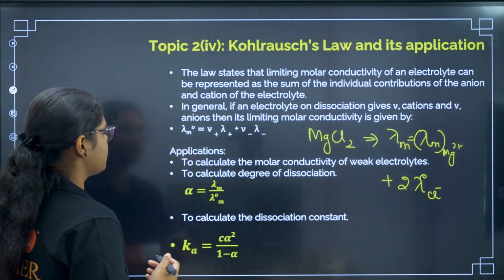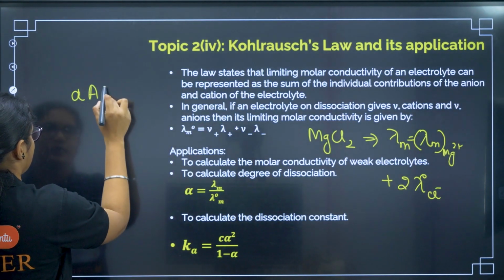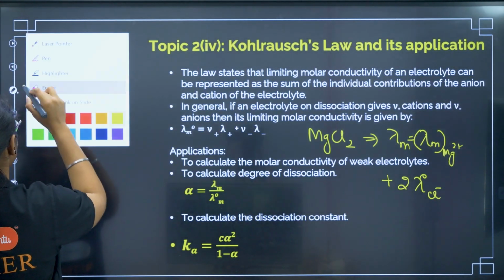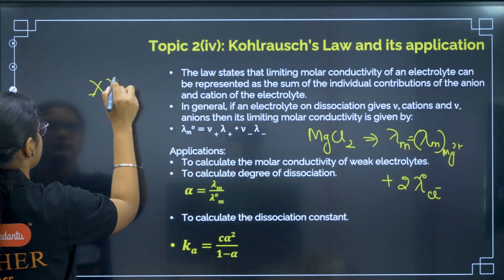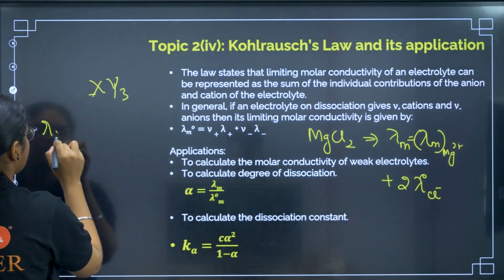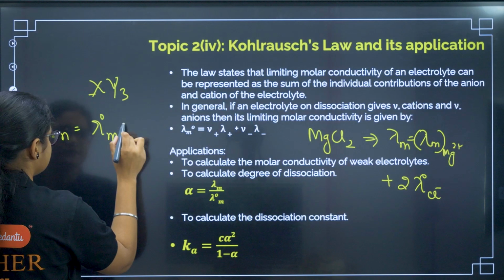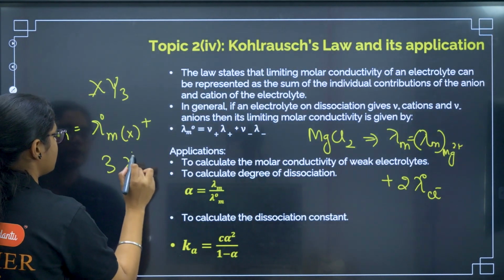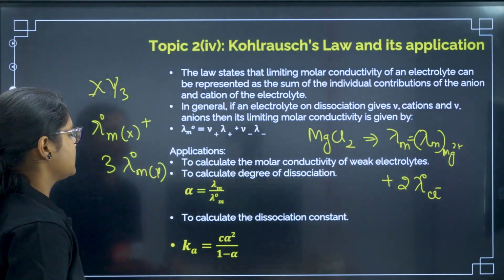So this equation you have to remember. I'll write one equation for example; you can write it for any one, say XY3. So the molar conductivity will be equal to lambda naught m of X plus, how many Y's are there? 3. So 3 times lambda naught m of Y. Okay. Now there is another formula too.